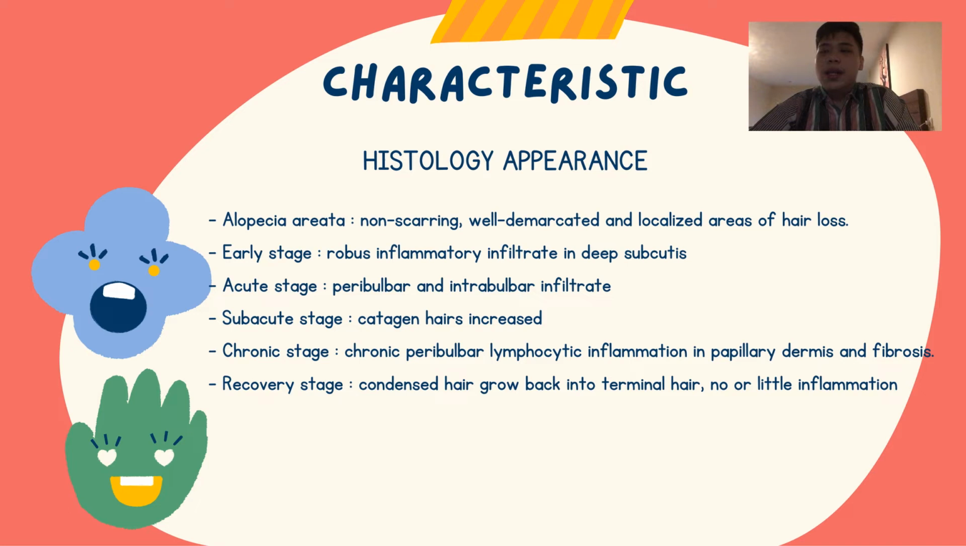Clinically, alopecia areata is diagnosed when a patient comes with a non-scarring, well-demarcated and localized area of hair loss. In some cases, punch biopsy needs to be done. Histopathological findings of alopecia areata vary from acute, subacute, chronic, and recovery phase. In the early stage, there is a robust inflammatory infiltrate surrounding the hair bulb located in the deep subcutis.